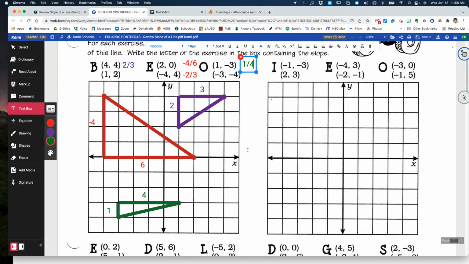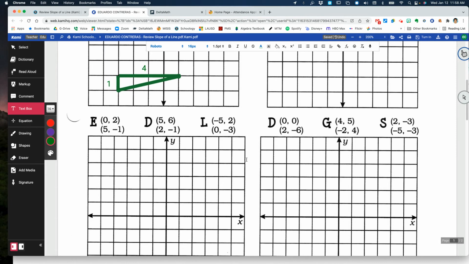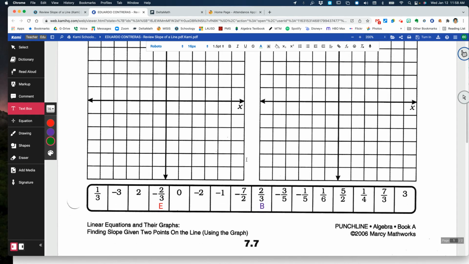So the slope is 1/4. And let's find it. And that's where letter O goes. 1/4. I just saw it. Where is it? There. Where 1/4 is, you put letter O.